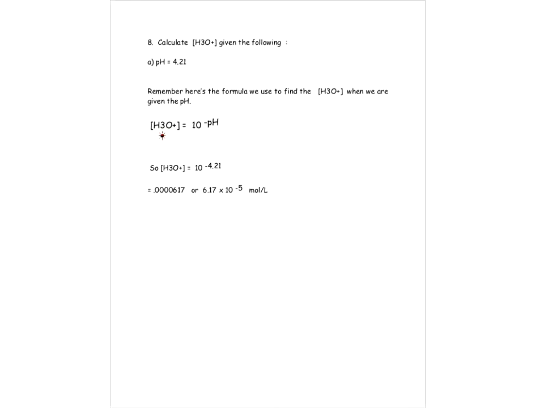So all we do here is we plug in. Since it's 10 to the minus pH, and our pH is 4.21, we make it 10 to the minus 4.21. And when we do that, we get this. And then we just convert it into scientific notation, which, as you know, you just start with your decimal here, and then you go 10 to the minus 1, minus 2, minus 3, minus 4, minus 5. And so that's what our answer is, 6.17 times 10 to the minus 5. Okay?